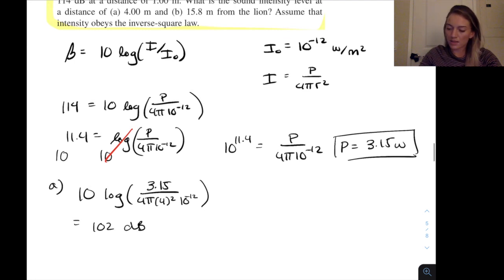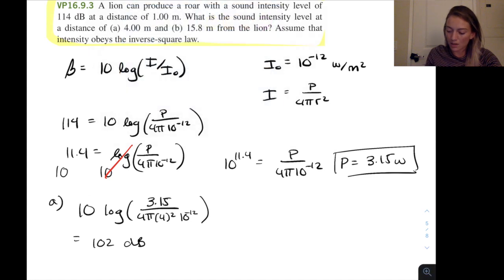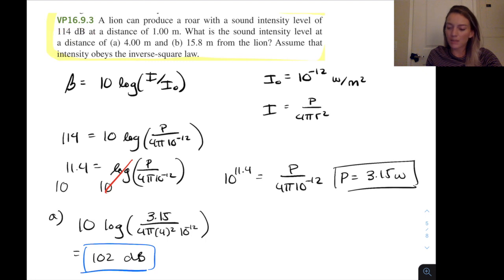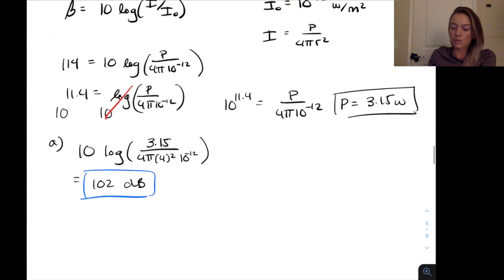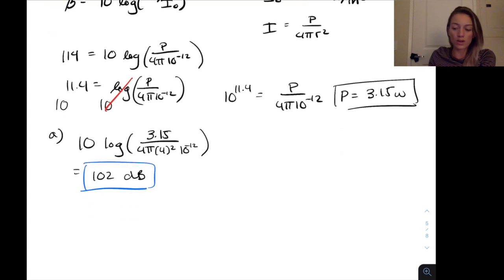So this is obviously lower than the decibel level when we were 1 meter away, and that makes sense, right? Because if we're only 1 meter away from the lion, we expect it to have a much higher sound intensity level than if we're 4 meters away. And now when we do part B with 15.8 meters, we want to get an answer that's even lower than 102 decibels because now we're even further away.